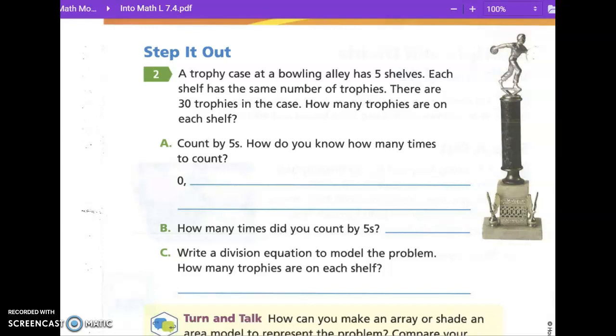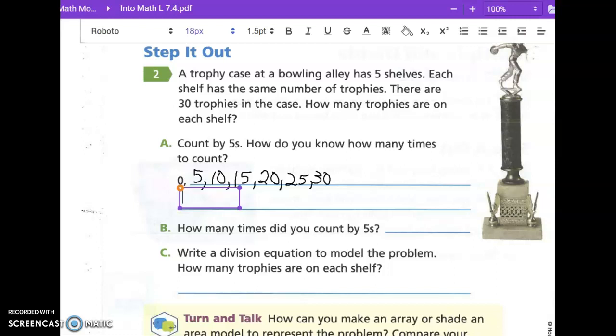It says count by 5s. How do you know how many times to count by 5? How do we know how many times to count by 5? What are we trying? Yeah, until we get to 30, right? So let's put down our multiples of 5. What's after 0? 5. Then what? 10 and 15, 20, 25, and 30. Did I miss any? No. Okay. And it says, how do you know how many times to count? So we're going to put that, you know, that we're going to count till 30 into words right here. Okay.